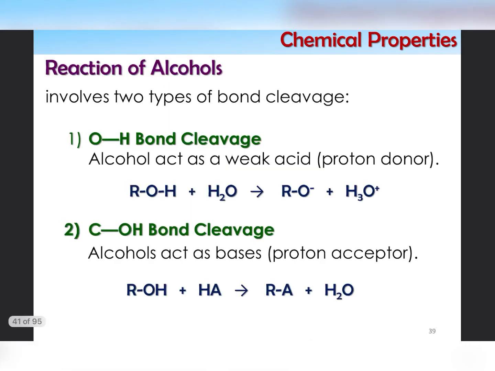For reaction of alcohol, it involves two types of bond cleavage. So one, it involves OH bond cleavage. Maksudnya OH kita potong dekat tengah ni. So in this case, alcohol will act as a weak acid ataupun proton donor.